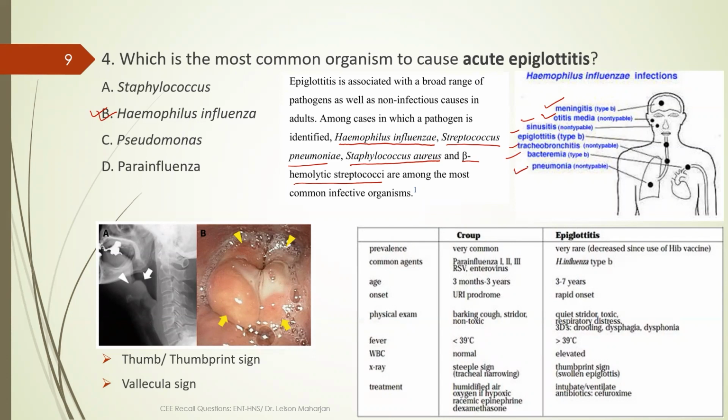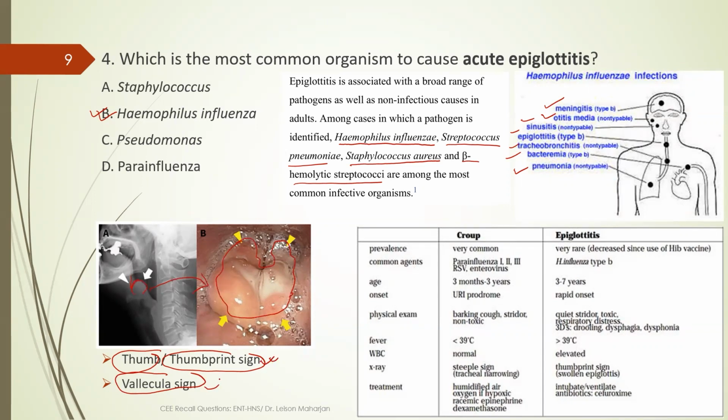And there are other questions, such as what are the common signs that can be seen in epiglottitis? The answer would be the thumbprint sign that can be seen in the X-ray here. This is the swollen epiglottis. This can be seen in the endoscopic picture here. So these are all the swollen epiglottis, which is responsible for the thumbprint sign in the X-ray. Another sign which is very commonly seen in this condition is the vallecular sign, that means the obliteration of the vallecula in the X-ray. So these two signs are very important signs that can be seen in acute epiglottitis.